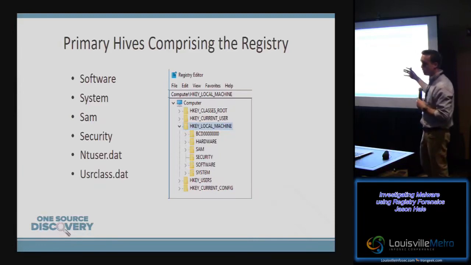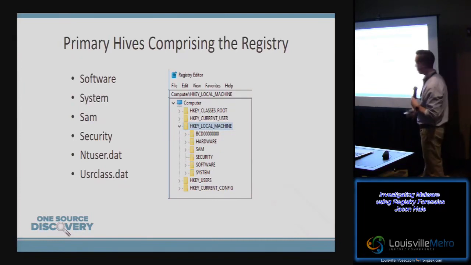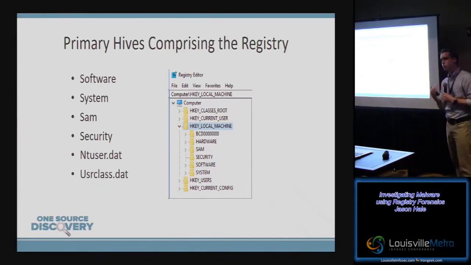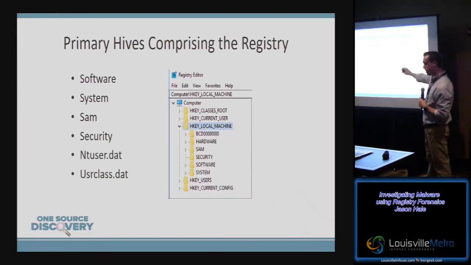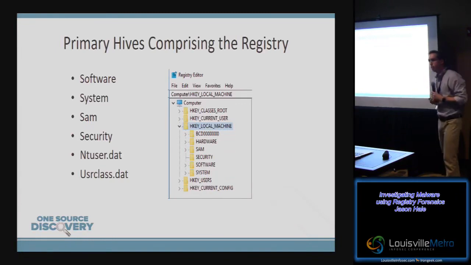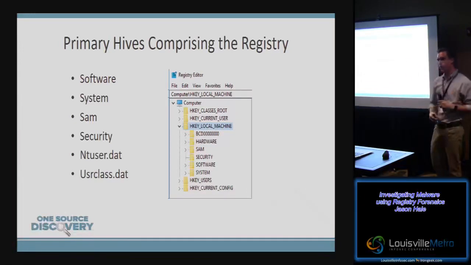You only have one active copy, excluding other backups and other things that you would find. The last 2 here, the NT user and user class.dat, are unique to each user account. Each user account on the system will have their own NT user hive and their own user class.dat hive. The reason this is important is because we can take the information that we find in those registry hives and associate it with a particular user account. Because we found this information in the NT user hive, we know that it is associated with this user account. The same goes for the user class.dat.